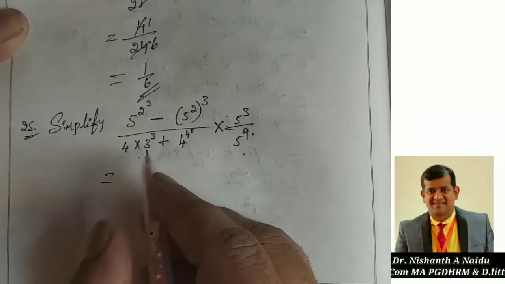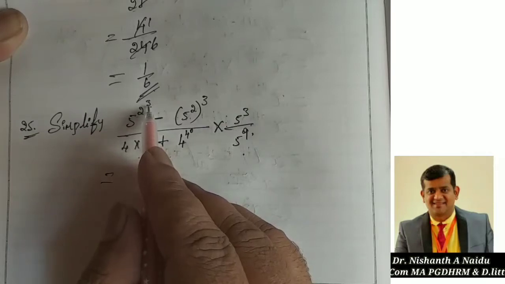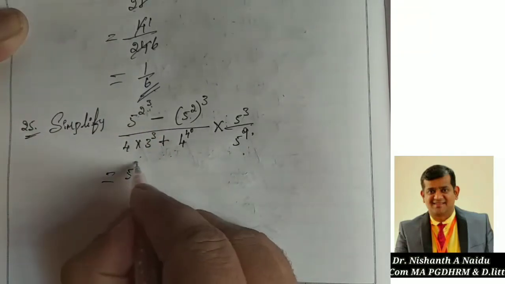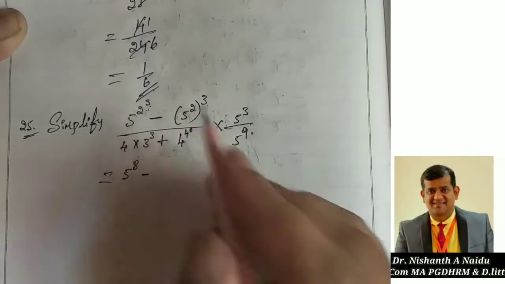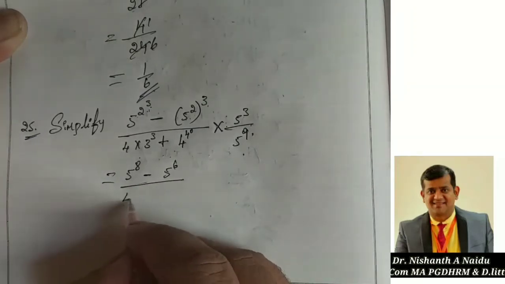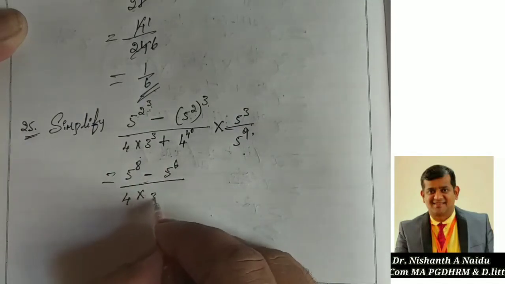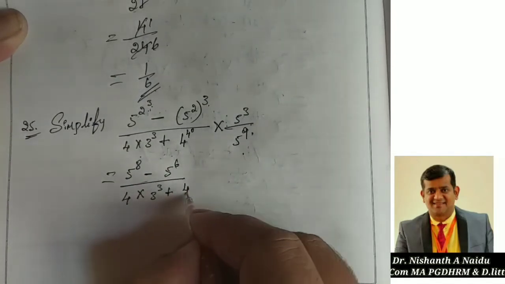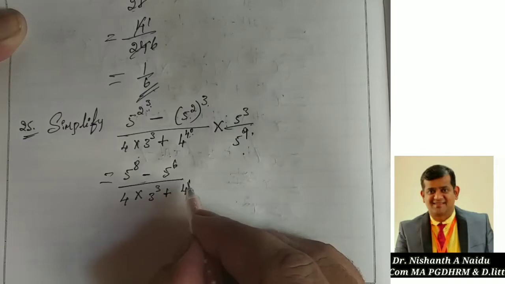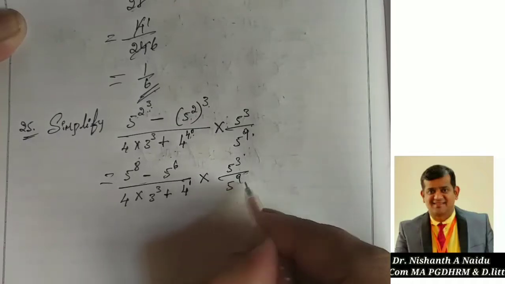So let us simplify in the next step, that is next level. So 2 to the power 3, that means how much? 2 1s are 2, 2 2s are 4, 4 2s are 8. So that means 5 to the power 8 minus, 2 3s are 6, 5 to the power 6, correct, divided by 4 into 3 to the power 3, plus 4 to the power 1, because 4 to the power 0 is equal to 1, so 4 to the power 1 into 5 to the power 3 divided by 5 to the power 9.